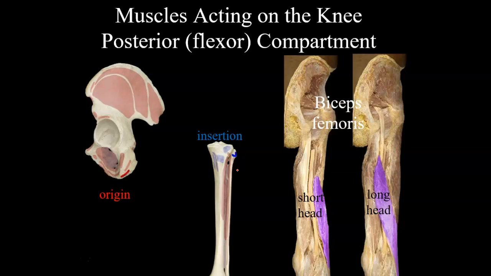Now, when we come down, we see that the hamstrings attach to the ischial tuberosity.